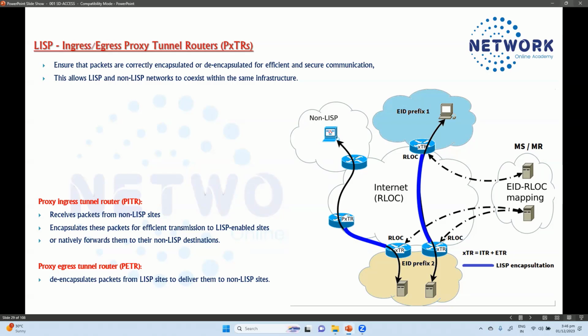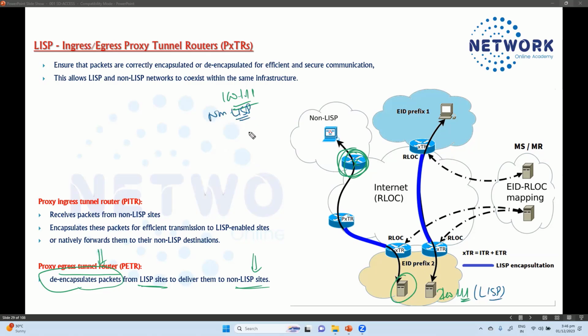Now the other one, we have the proxy egress tunnel router. The proxy egress router is responsible for decapsulating the packets from the LISP sites and delivering them to any non-LISP sites. So you can take it as the reverse direction. It's like the same router. We are sending the packet from here, let's say 200.1.1.1 is sending a packet to a network, which is 100.1.1.1. So this is your LISP enabled network, and you're trying to send the packet to a non-LISP one.